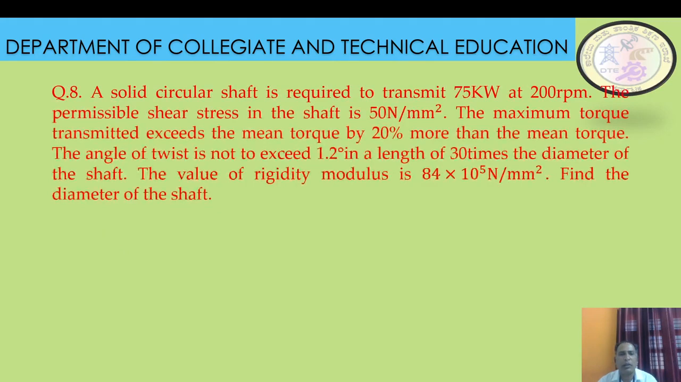Next problem. A solid circular shaft is required to transmit 75 kilowatt at 200 rpm. The permissible shear stress in the shaft is 50 Newton per mm square, and the maximum torque transmitted exceeds the mean torque by 20%, more than the mean torque. The angle of twist is not to exceed 1.2 degree in a length of 30 times the diameter of the shaft. The value of rigidity modulus is 84 into 10 raised to 3 Newton per mm square. Find the diameter of the shaft.